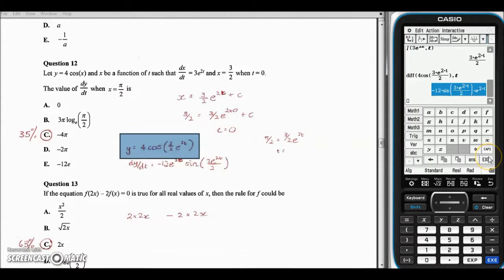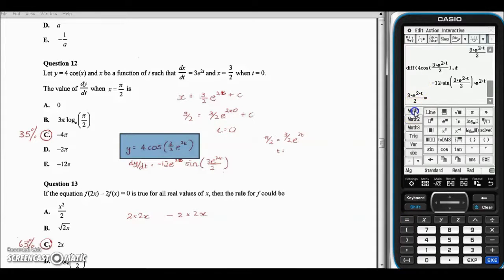So when x equals pi on 2, we want to sub something in to here, but we can't sub in pi on 2 because x is pi on 2. So we've got to work out what t is when x is pi on 2. So we're going back to my function for x. So x equals 3 on 2 e to the 2t, and I'm going to sub in pi on 2 for x. It's about to get a bit messier. So we're going to solve this for t. So we'll put a solve at the front there.